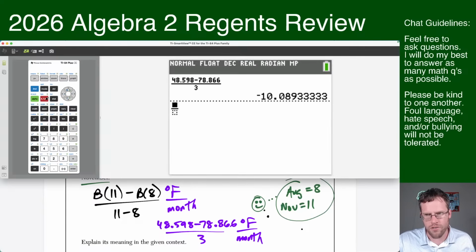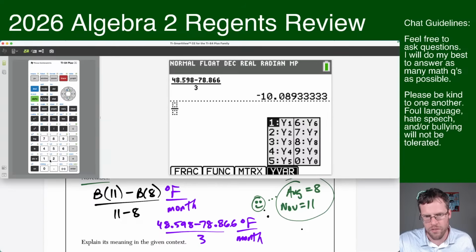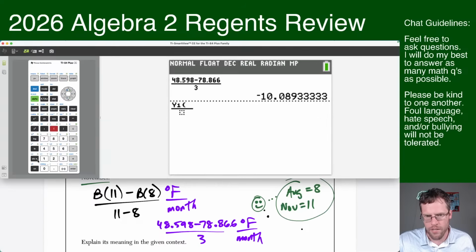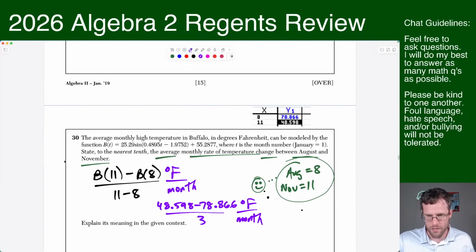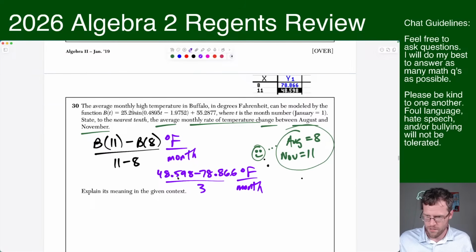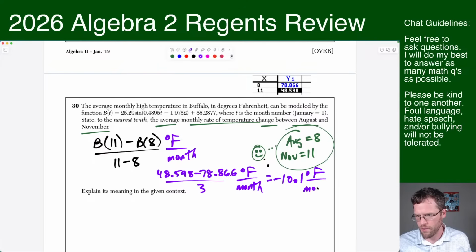But watch this. I could also go B of 11 is alpha trace Y1 is where we saved B of t. And I could just say parentheses 11. And that writes the function value at 11. Minus the function value at 8. So alpha trace Y1 of 8 divided by 3. See, and I get negative 10.1. Same answer. Because we're going to the nearest tenth. So this is negative 10.1 degrees Fahrenheit per month.